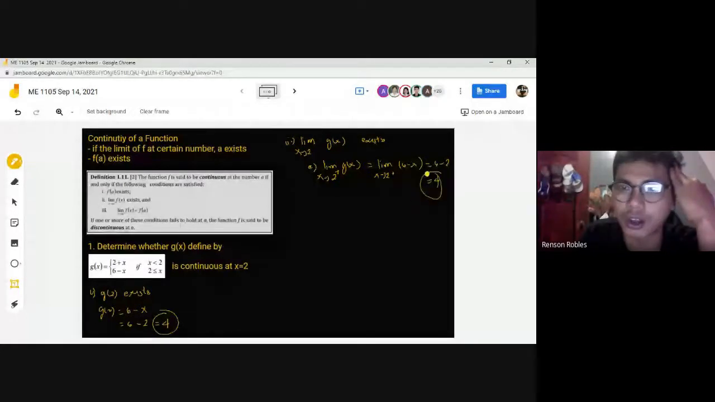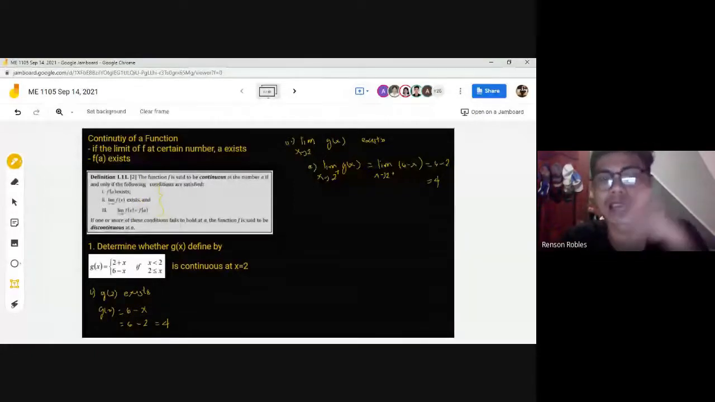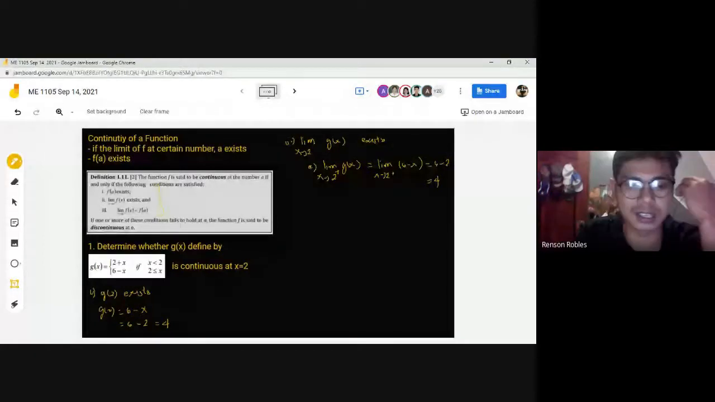Because according to the definition, if one of these three conditions fails to hold at x equals a, then the function is said to be discontinuous. It's still 4, you go on.